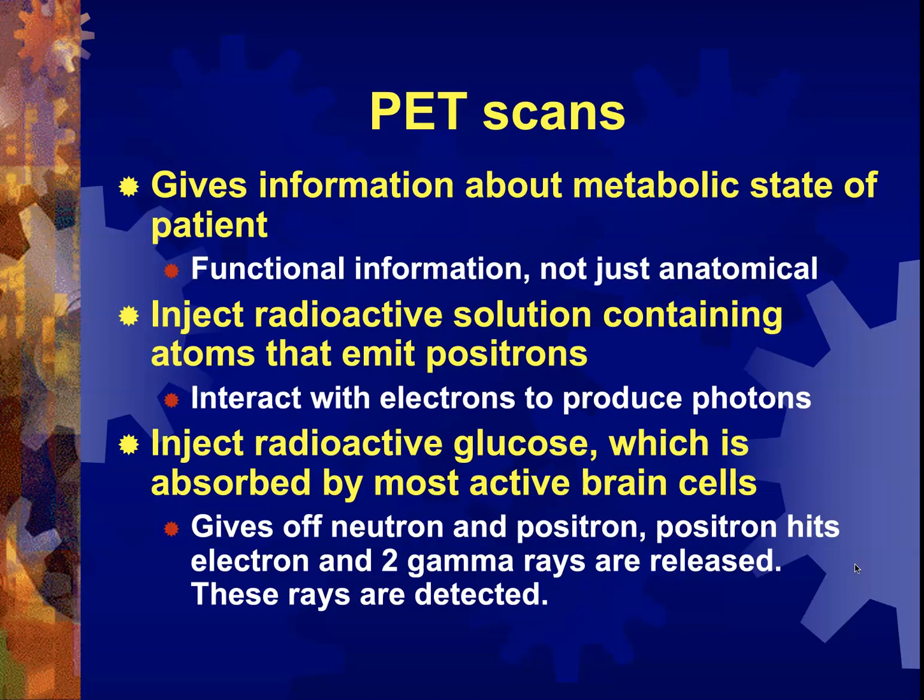So what you do is you inject this 2DG, this radioactive solution, and they emit positrons. And then you don't have to worry about the physics of it, but this radioactive glucose is absorbed by the most active brain cells, and it gives off a neutron and positron, and so on. Basically, gamma rays are going to be released, and you detect the gamma rays. And the computer is going to see which parts of the brain have taken up the most of this radioactive 2DG, and we assume it's the most metabolically active areas, and we get a picture based on that.